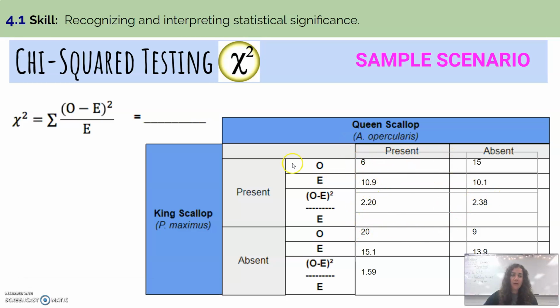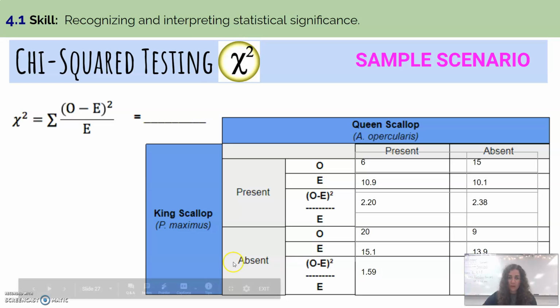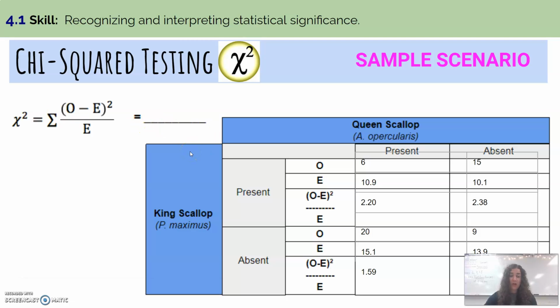So what you need to do now, because this is a sum of these observed minus expected squared over expected, the chi-squared, you would need to actually add up the numbers 2.20, 2.38, 1.59, and 1.73 in order to get the sum of all those numbers, which is then going to be your chi-squared value. So when you add those all up, you should get 7.90. So that is our chi-squared value.